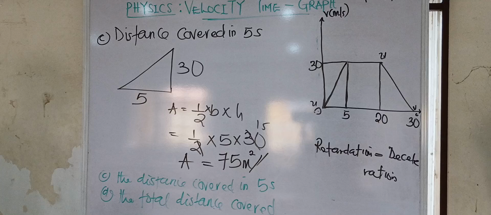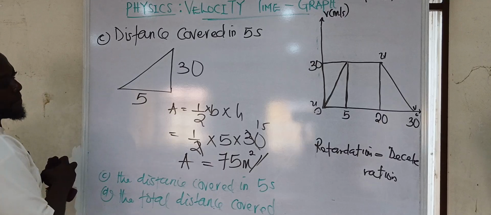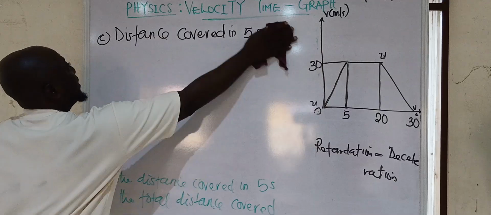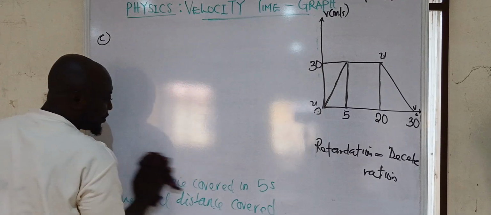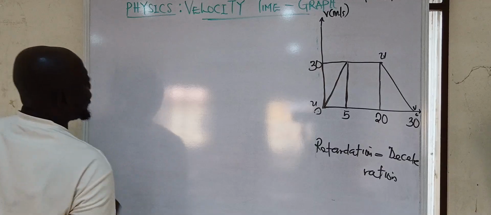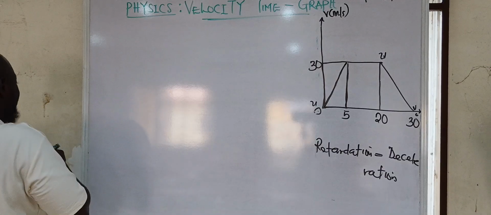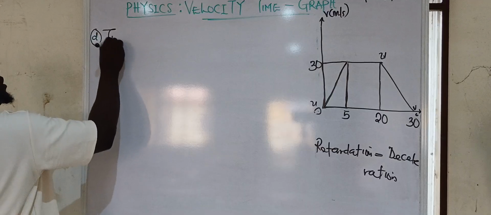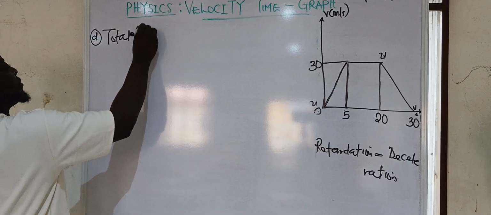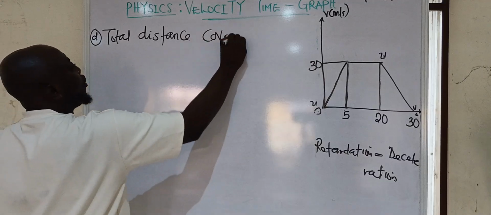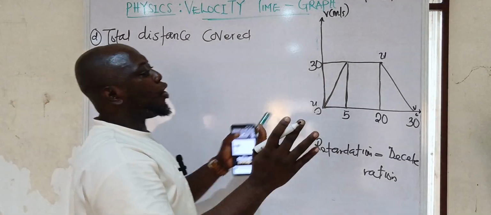Now, D, you want to calculate the total distance covered. So what is the meaning of that? I already told you that it means we are calculating all of the diagram. All of the diagram, the total distance covered.